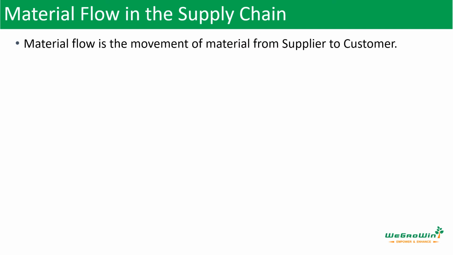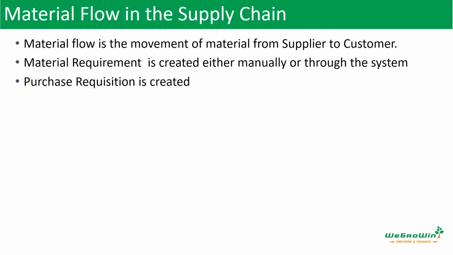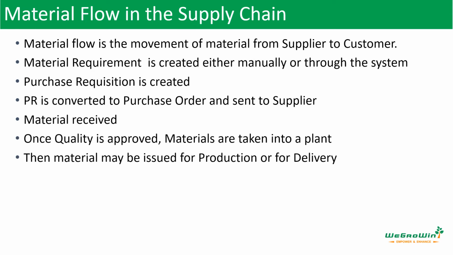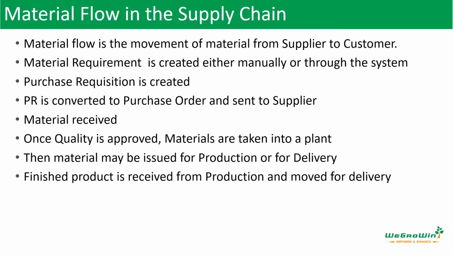Material flow in the supply chain, how is it happening? Material flow is the movement of material from supplier to customer. So a material requirement is created either manually or through the system like material requirements planning, MRP, based on which a purchase request is created. This purchase request is converted into a purchase order and sent to the supplier. Materials are received. When the received materials are quality checked and the quality is approved, materials are taken to the storage locations. Then material is issued either for production or for delivery. And then the finished product is received from production and moved for delivery.